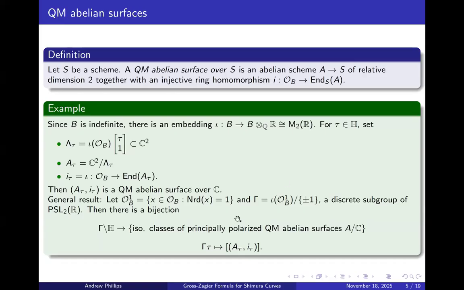Let me point out that I put principally polarized. It turns out that every QM abelian surface automatically has a principal polarization, which I'll state in a minute. So it's nothing extra, but you do need to keep track of the principal polarization to have this as the correct uniformization. This is a concrete example to keep in mind: over the complex numbers, there's a very explicit description of these things as quotients.